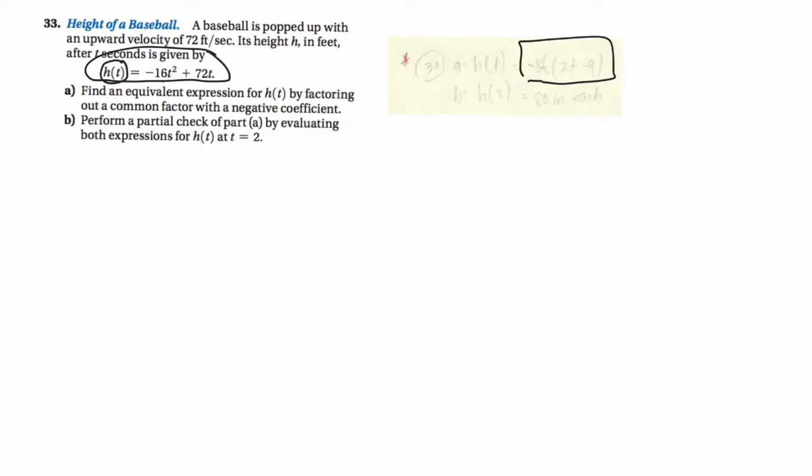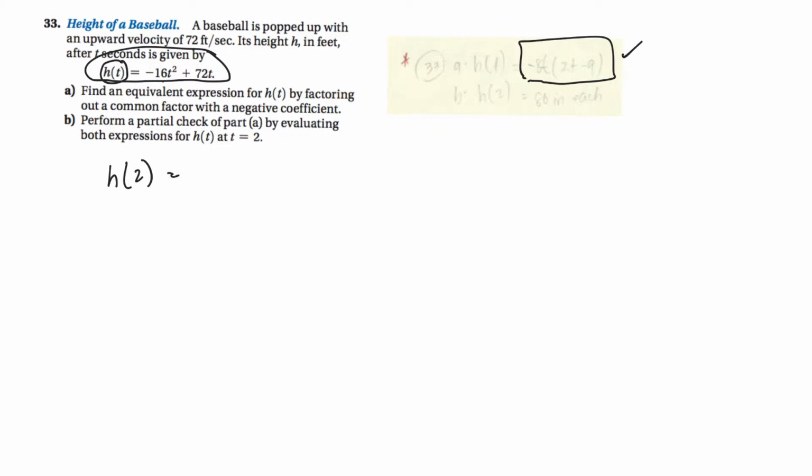Let me just make sure that's right. -16t squared, beautiful. And this is a negative, and that's a positive 72t. So that's correct. Good. And so then in B, they say perform a partial check of A by evaluating both expressions for h of t at t equals 2. So let's do that with the first one.